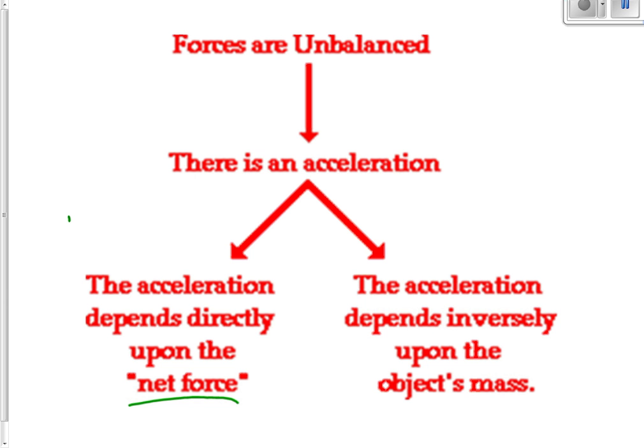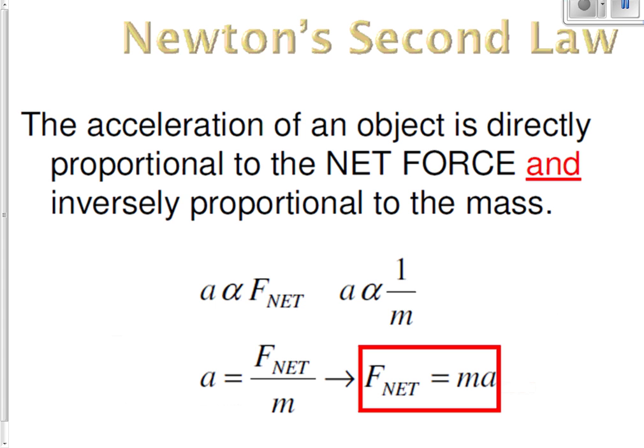So we could say that acceleration is proportional to net force, and then we also know that if we apply a constant force and we vary the mass of an object, the acceleration would be proportional to 1 over mass. In other words, acceleration is inversely proportional to the mass. So if we take those two relationships and put them together in one single equation, we get Newton's second law, which says that the net force applied to an object is equal to mass times acceleration.